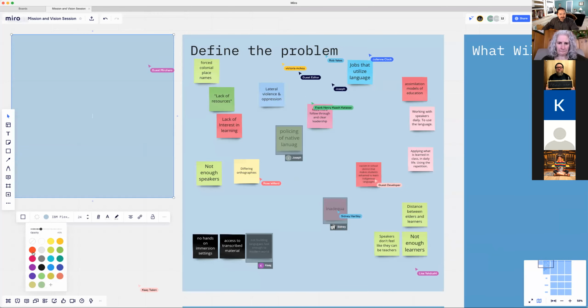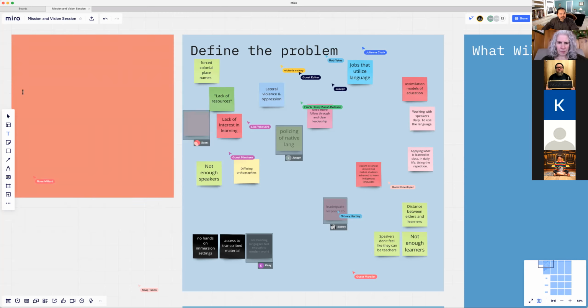Ooh, color. I'm gonna make it red. Put some text up here.